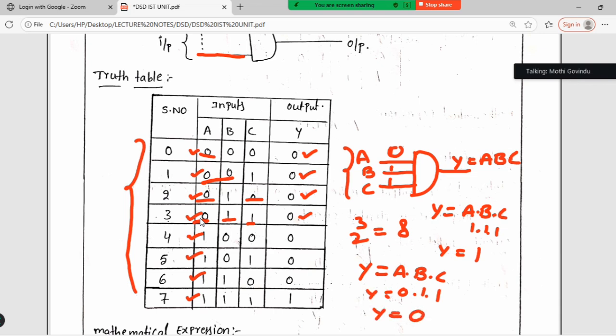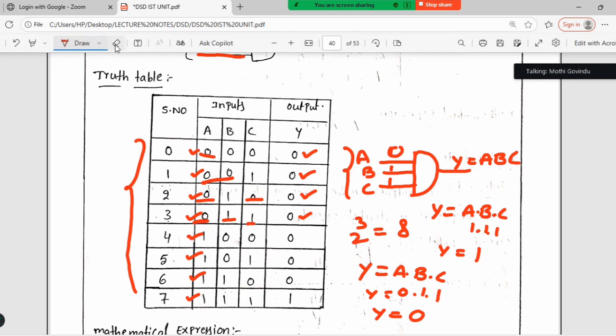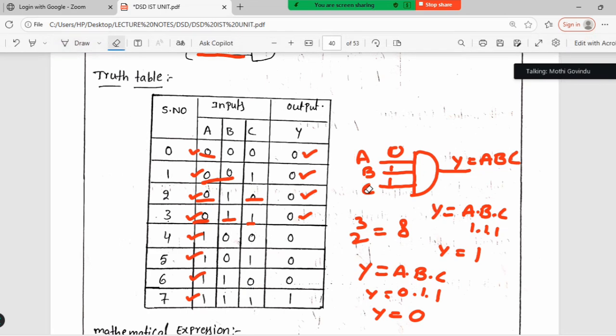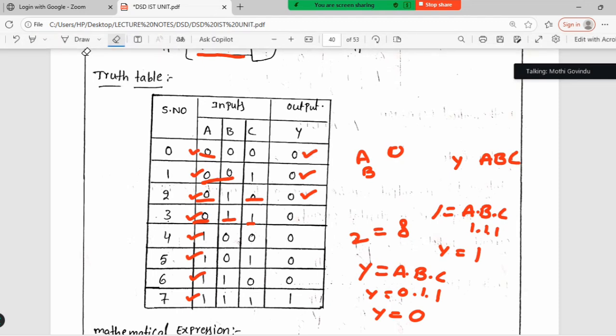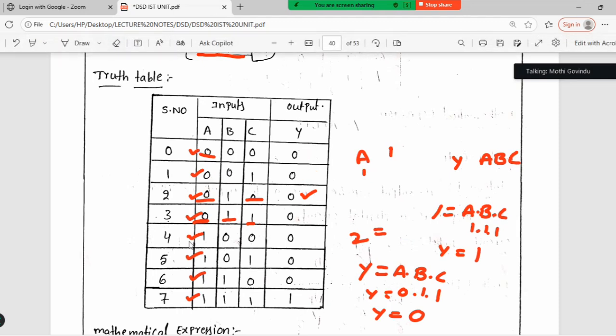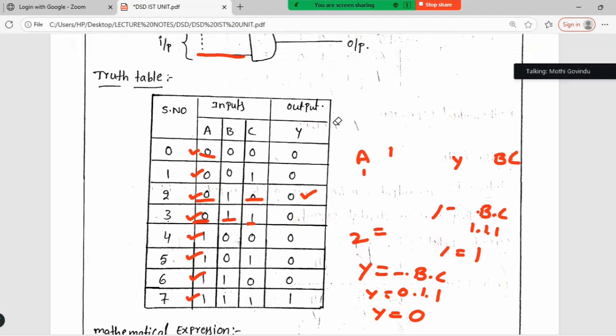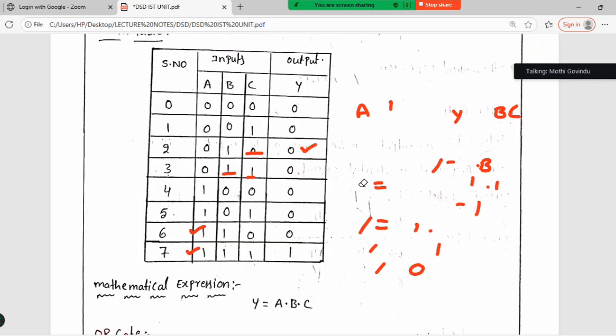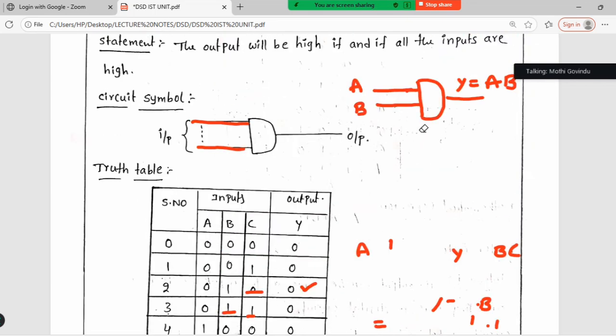Simply, if all the inputs are high, the output is high. This is about the AND gate. The AND gate has a minimum of 2 inputs, and can have more than 2 inputs. Here we have discussed a 3-input AND gate. The output is the product of all the inputs. This is about the AND gate.